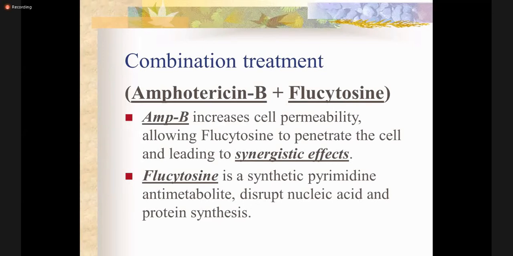So what we have seen in a clinical setup is that there is a good combination of amphotericin B and flucytosine. When given in combination, they have a more effective result than the sum of their single treatments. This is known as synergistic effect. When the individual effects are enhanced by combining the two drugs, this is known as synergism.